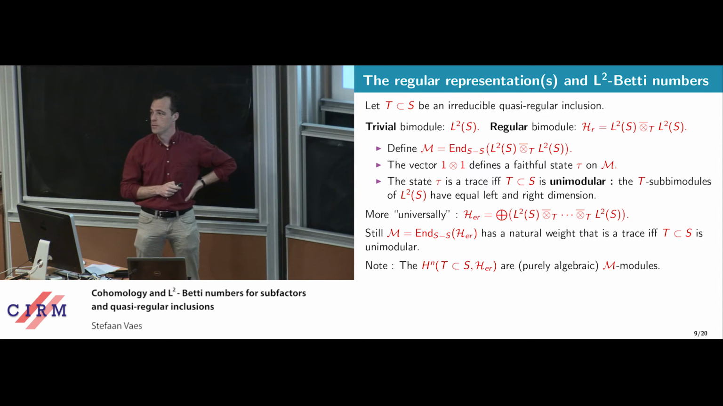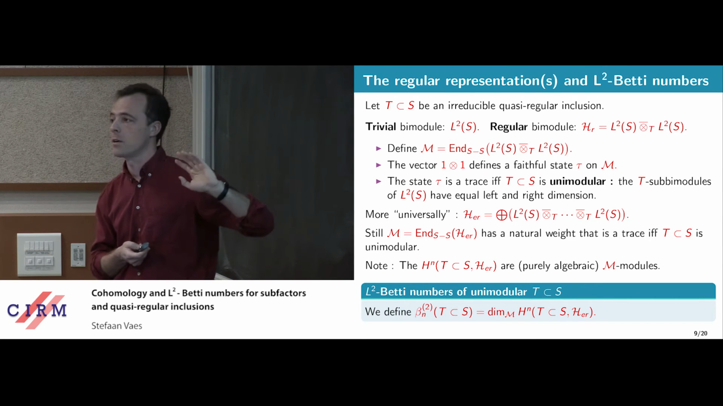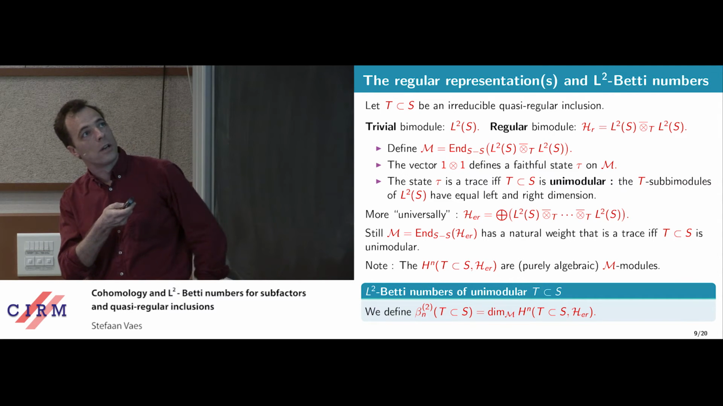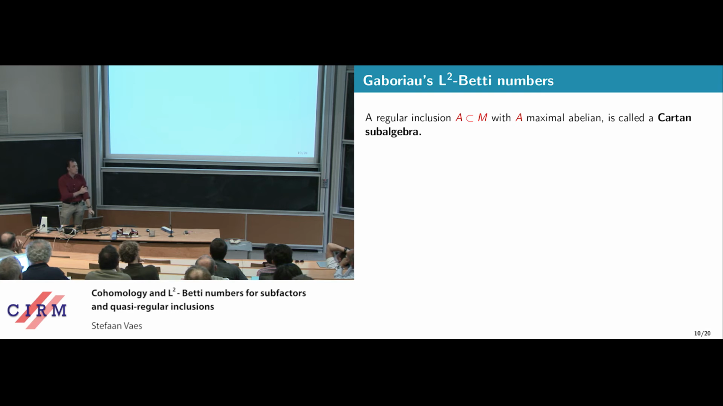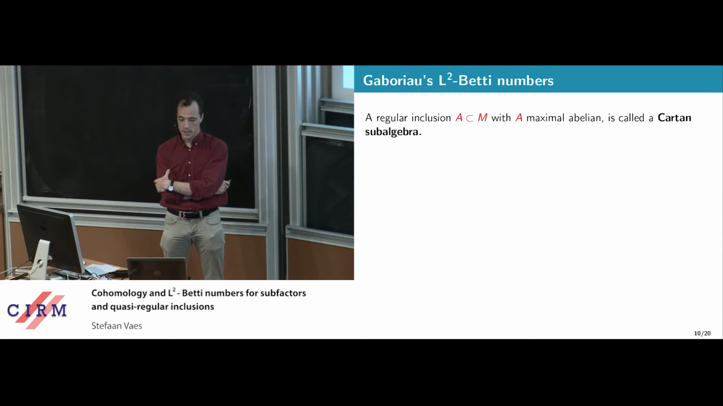So they have an M dimension. And that M dimension is the definition of the L2-Betti number of the quasi-regular inclusion. So every quasi-regular inclusion has, under the unimodularity assumption, a sequence of L2-Betti numbers. Okay, as such, of course, it's completely uncomputable, but before explaining how you can compute it, let me connect to Gaboriau's L2-Betti numbers for equivalence relations. They can somehow be obtained as a special case of this theory, except, of course, that I should then explain the full generality setup.